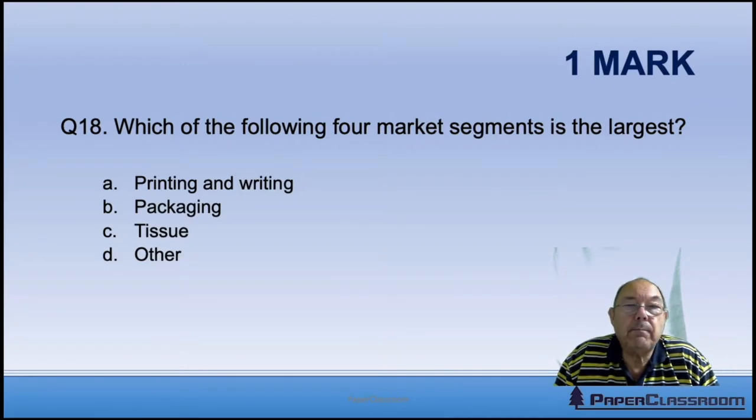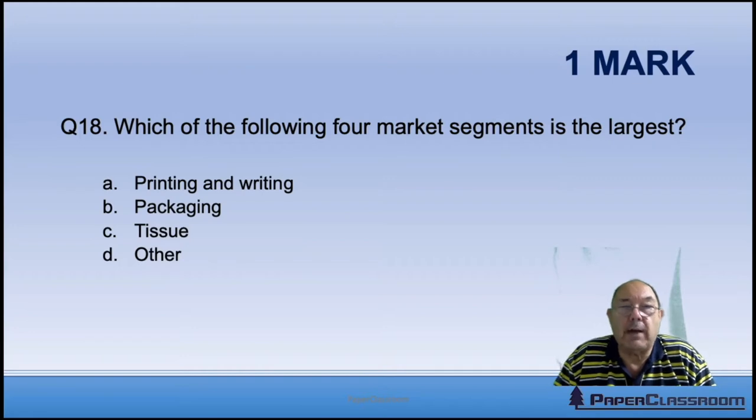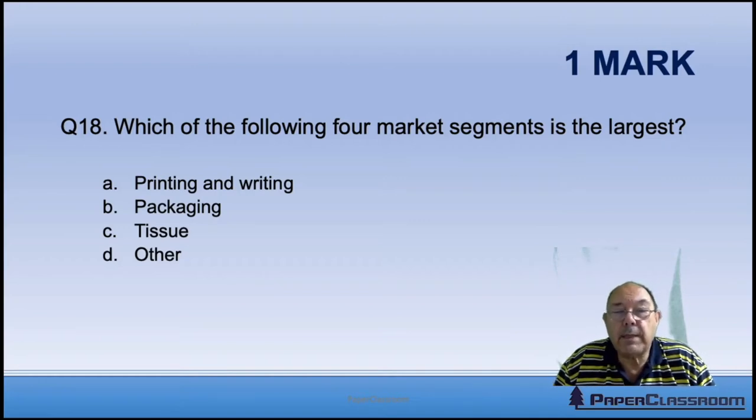Question 18. Which of the following 4 market segments is the largest? Is it the printing and writing segment? Is it the packaging segment? Is it the tissue segment? Or is it all the other paper products that we've yet to mention?